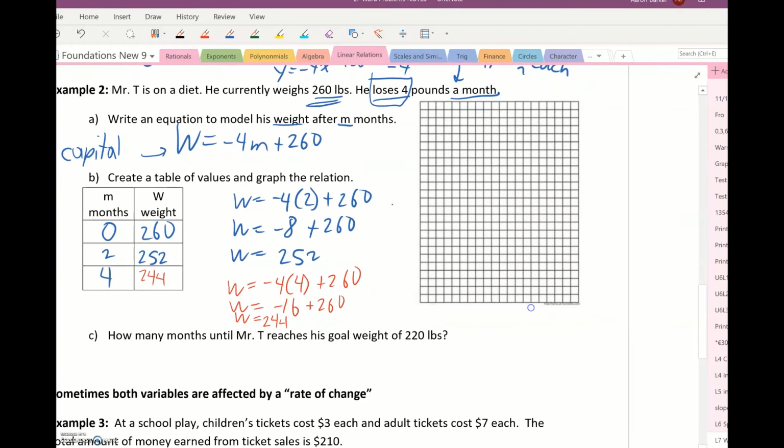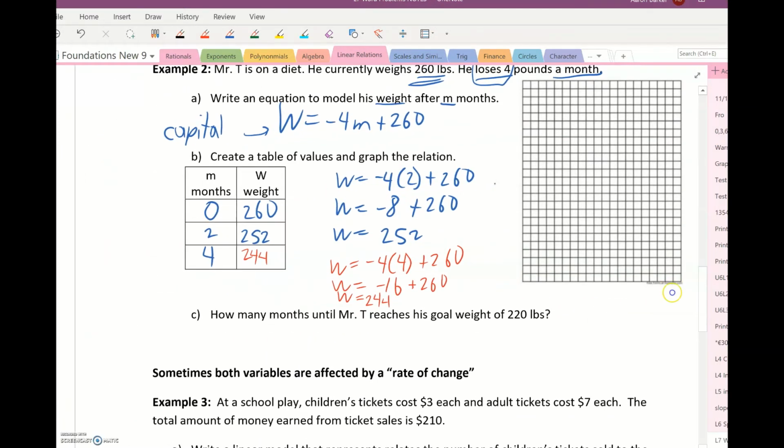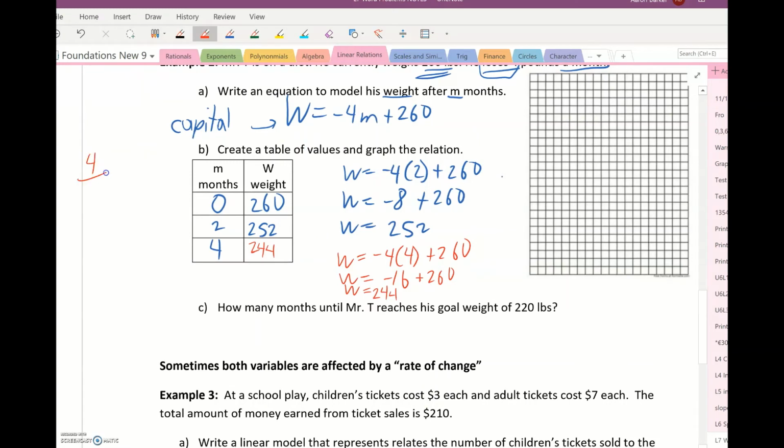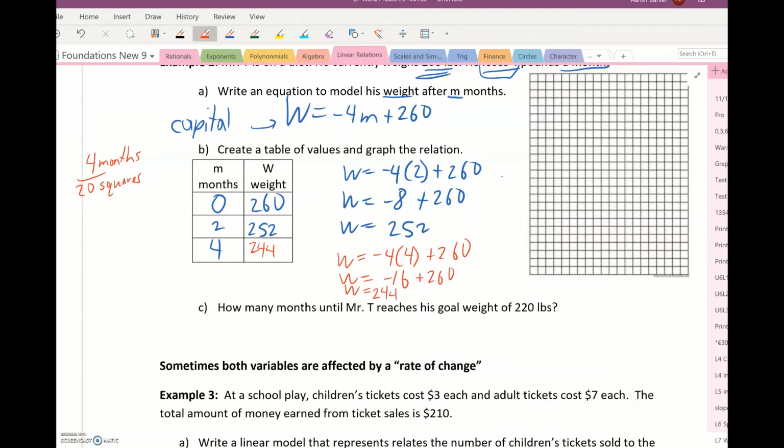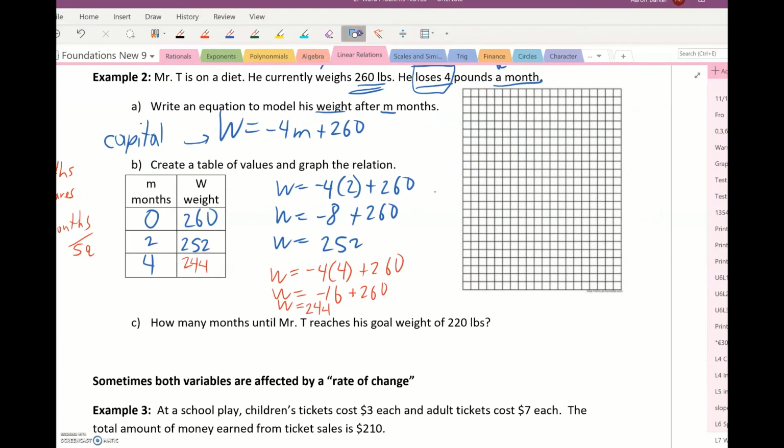Okay. So now what we want to do is graph this. So we're going to come up with our scale. We got 4 months, 5 by 20 squares. So we go 4 divided by 20, and it's 0.2 a square. So let's round up, half a month, 0.4 months per square. So making our scale again.